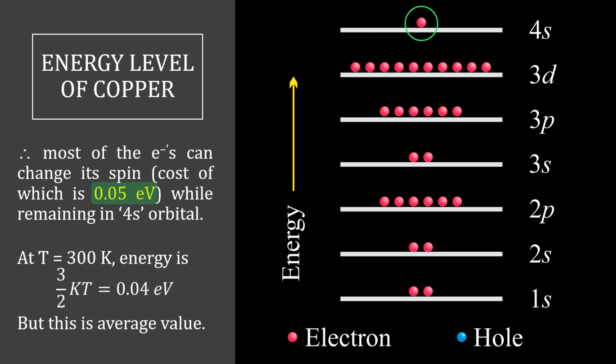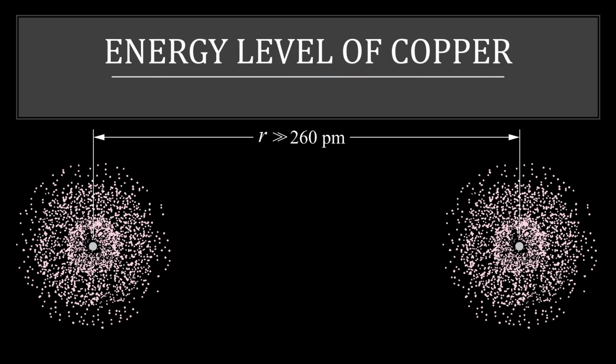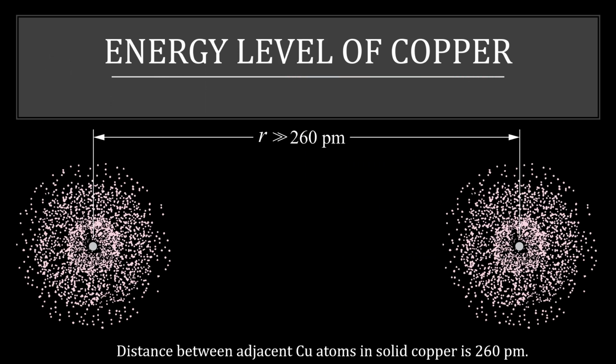Now let's see how copper atoms are arranged in a lattice. In solid copper, the distance between adjacent copper atoms is 260 picometer. When two copper atoms are very far apart, we can see this distance r is very large as compared to 260 picometer. We want to understand what will happen when these two copper atoms come close to each other.